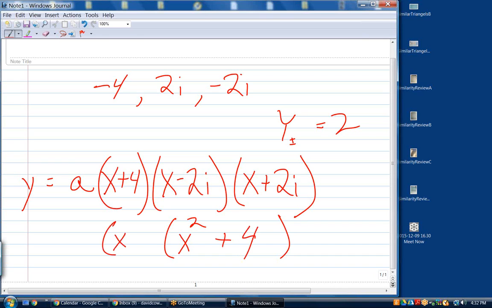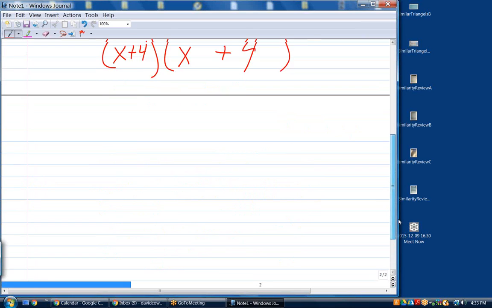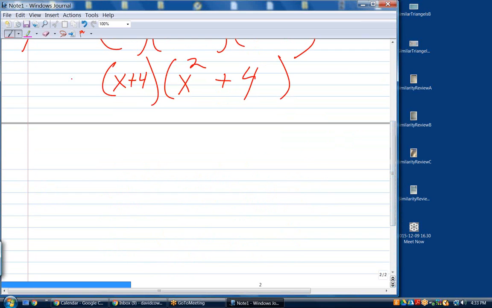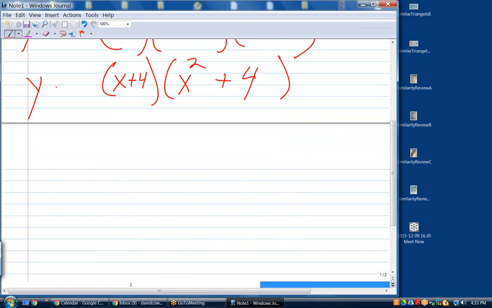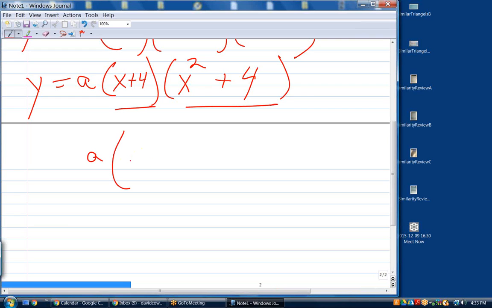Multiply that by another x plus 4. Go ahead and multiply that term by term. x cubed plus 4x squared plus 4x plus 16. So I think everything's plus, is it not? It is.